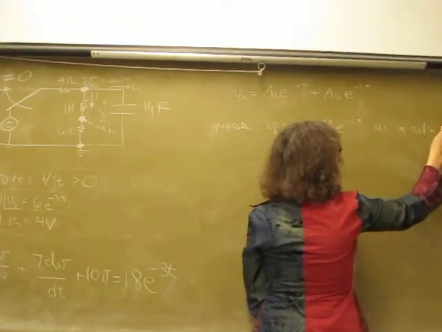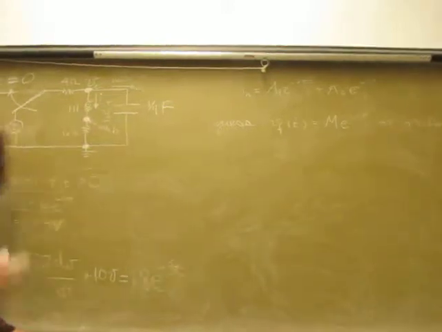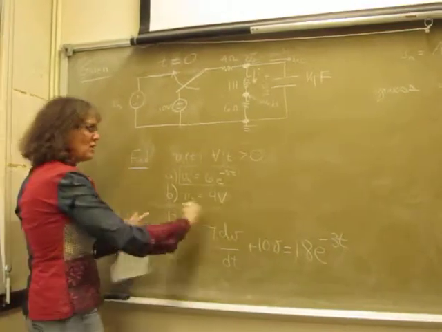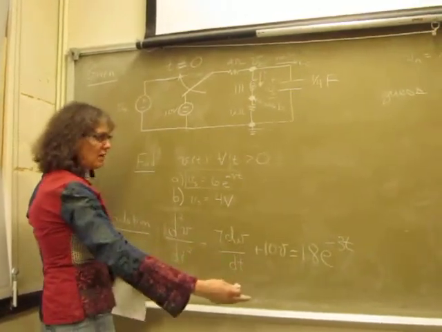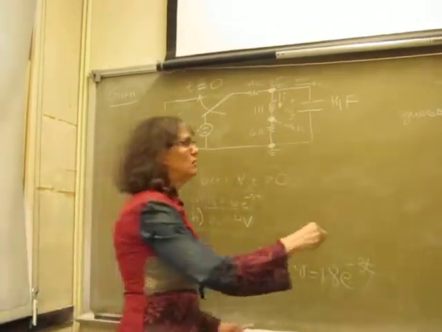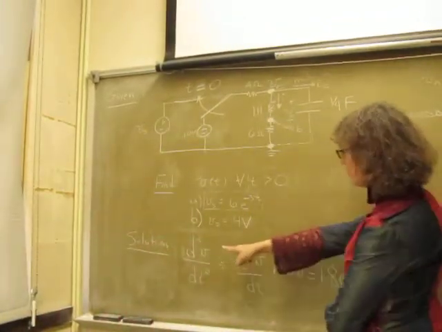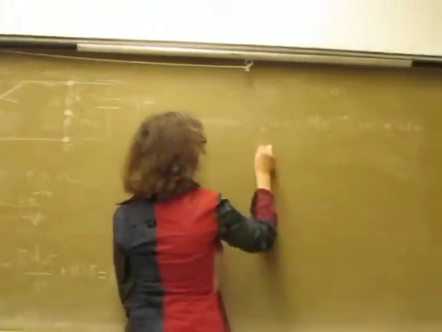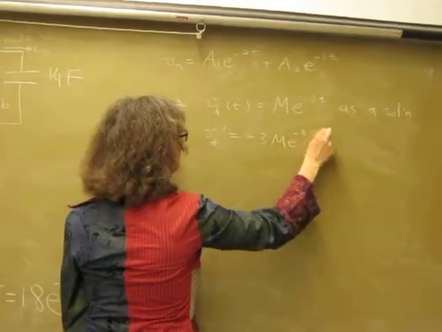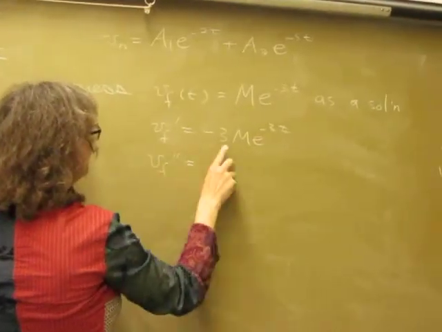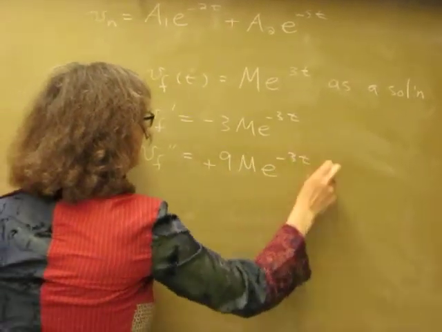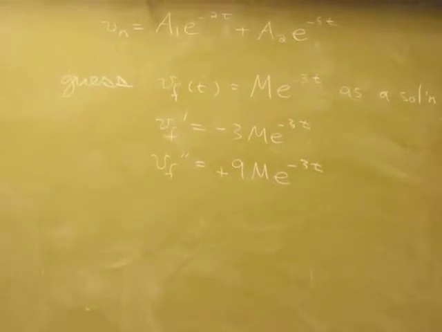Who knows? It might work. Let's try it. So let's substitute it in, right? If you substitute it in and it solves the problem, then we guessed right. So we're going to have to get the first and second derivative. The first derivative is minus 3m e to the minus 3t, and the second derivative is going to be plus 9m e to the minus 3t. So let's substitute those in.